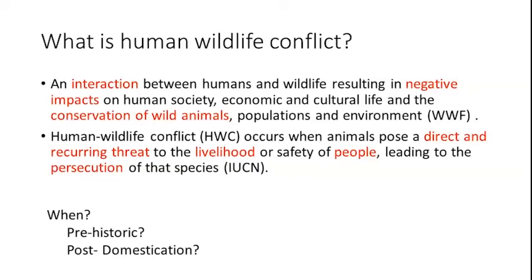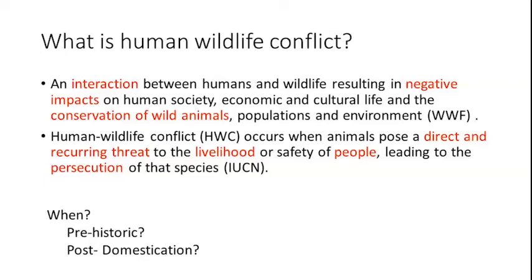And there's another one, which is by the IUCN Conflict Mitigation Task Force. Their definition is, human-wildlife conflict occurs when animals pose a direct and recurring threat to the livelihood or safety of people, leading to the persecution of that species. Now I've highlighted some key operative words in each definition. Now, the first thing is interaction.